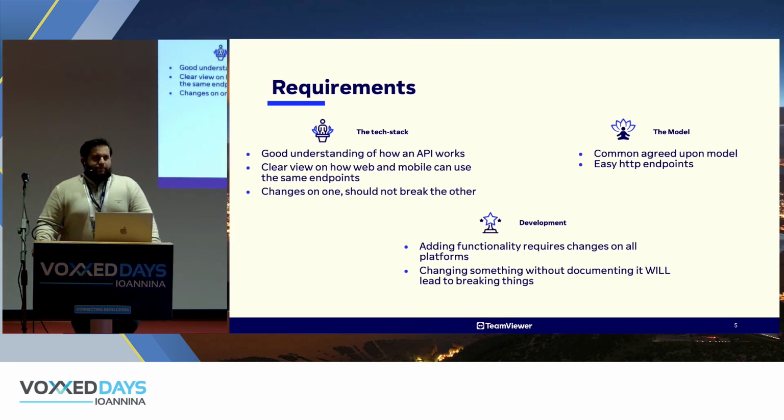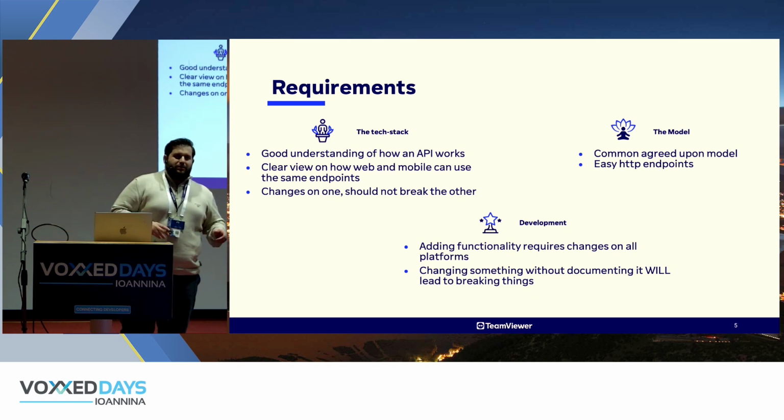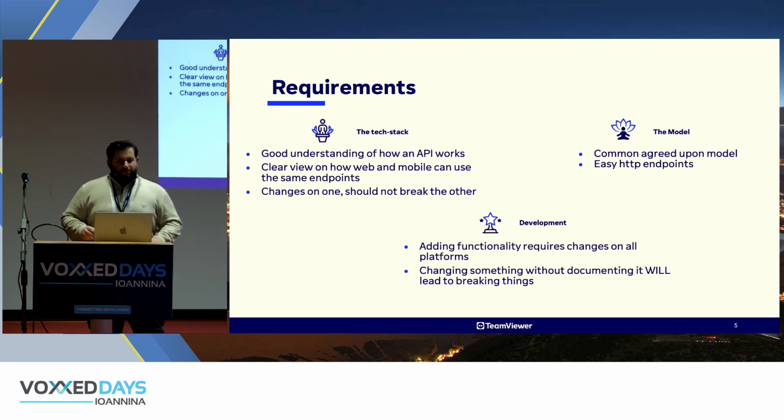All right, so what are the requirements? You have to have a good understanding of how an API works, how the API communicates with the web application and the mobile applications. Changes on one should not break the other. So if you want to create something for the web application, you should make sure that this will not break your mobile applications, which sometimes is tricky and requires a bit of attention from either you or the development team altogether.